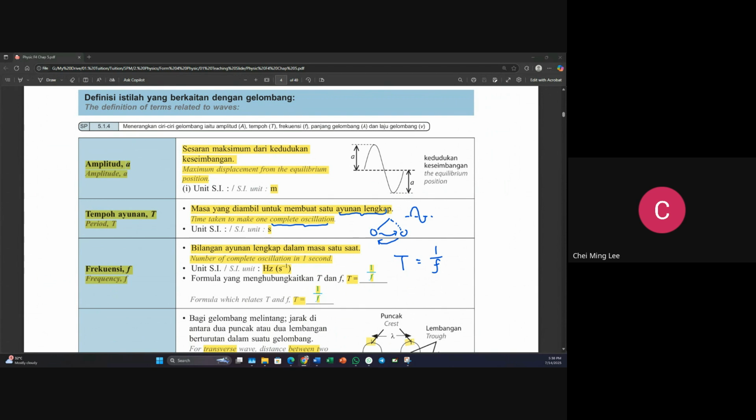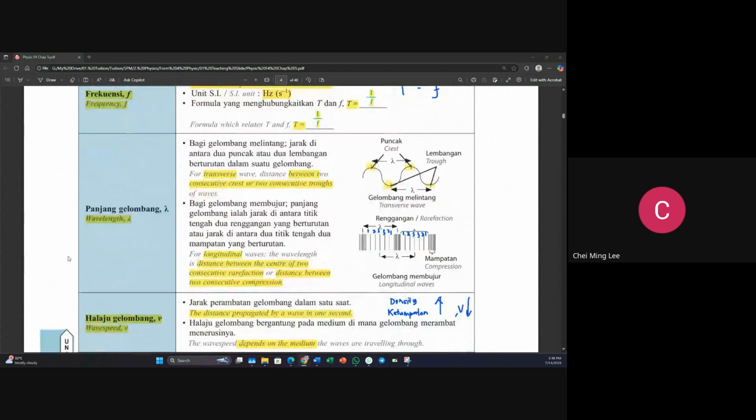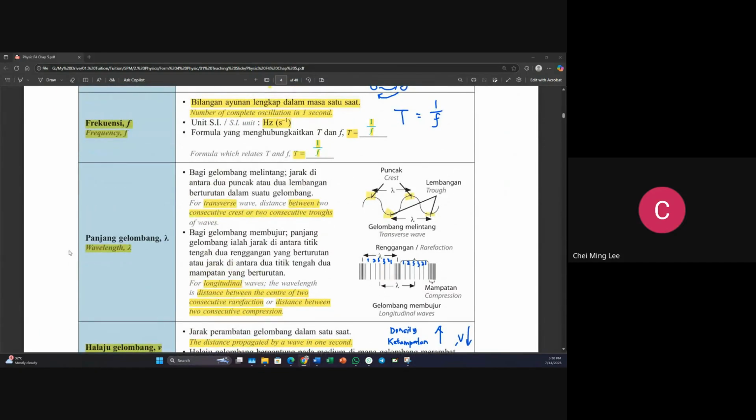Right, now let's continue. Now let's see the wavelength. For a transverse wave, the distance between two consecutive crests, which are the maximum, or two consecutive troughs, which are the minimum, from here to here, will be the lambda. Lambda is called wavelength.